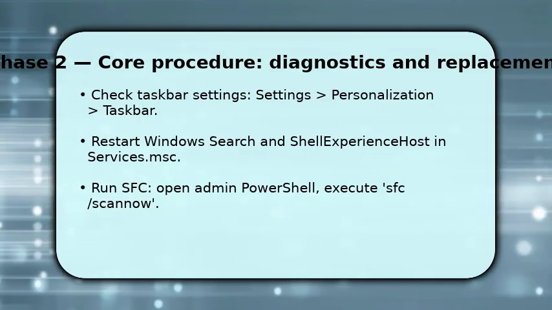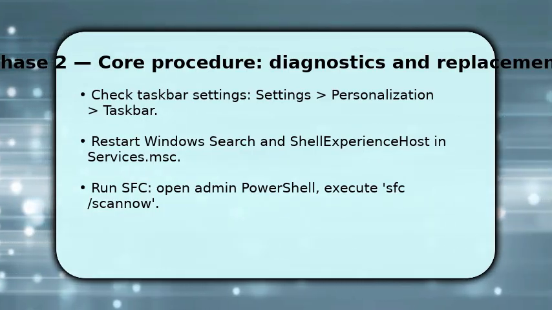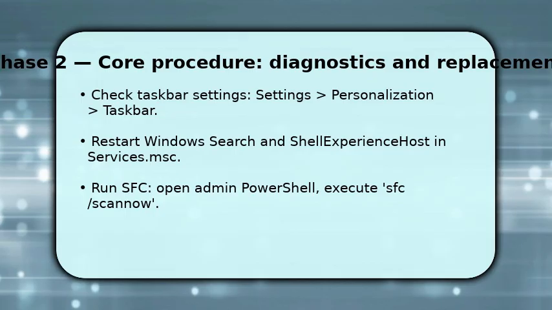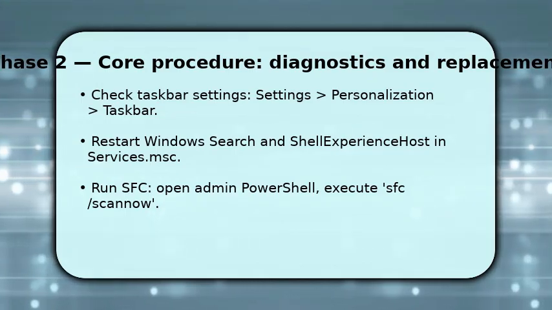After that, run an integrity check. Open an elevated PowerShell or command prompt and run sfc /scannow. This repairs corrupt system files that can break taskbar functions. Make sure to reboot if SFC reports.